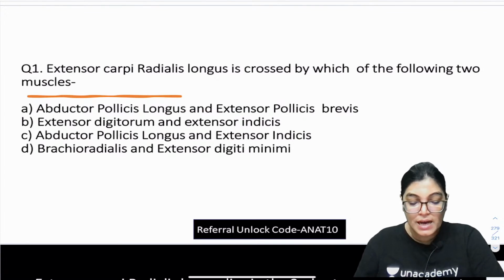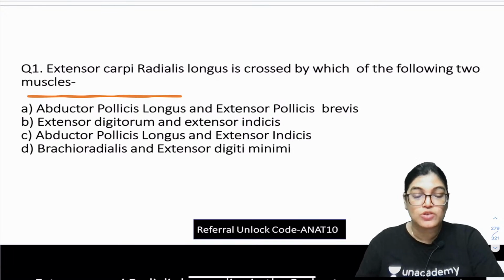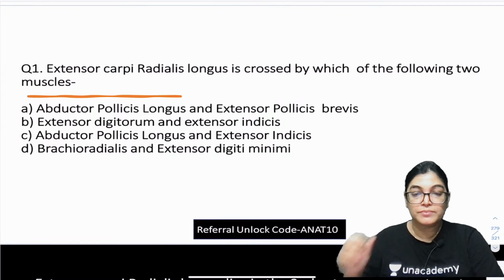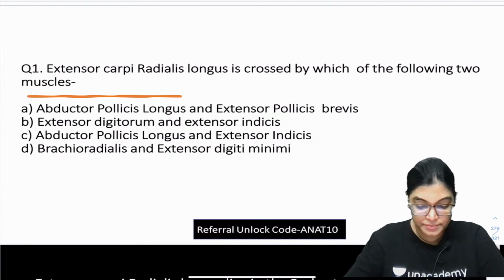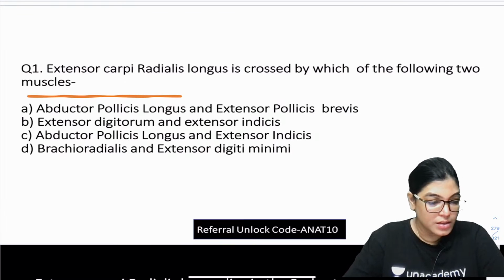Extensor carpi radialis longus is crossed by which of the following muscles? Extensor carpi radialis longus is crossed by which of the following muscles? So this is the first MCQ for today's session.